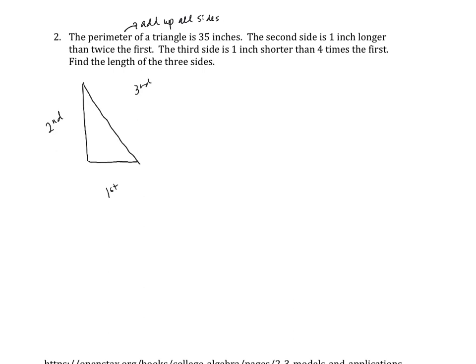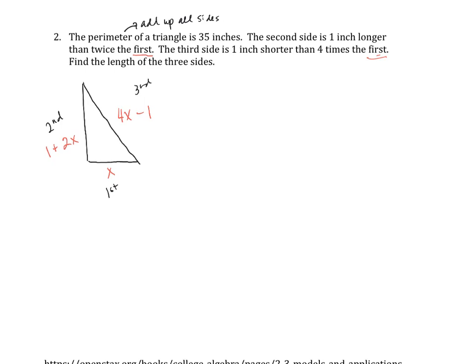The second side is 1 inch longer, so 1 more than twice the first. That's 2x. We're comparing to the first. Whatever you're comparing to, that's what you make your variable. So we're comparing to the first side, which means we make the first side just the plain variable, x. The next sentence is the third side is 1 inch shorter than 4 times the first. Again, they're comparing to the first side, so it makes sense that that's just x. 1 inch shorter than means you take 1 away from whatever you have. So 4 times the first minus 1.